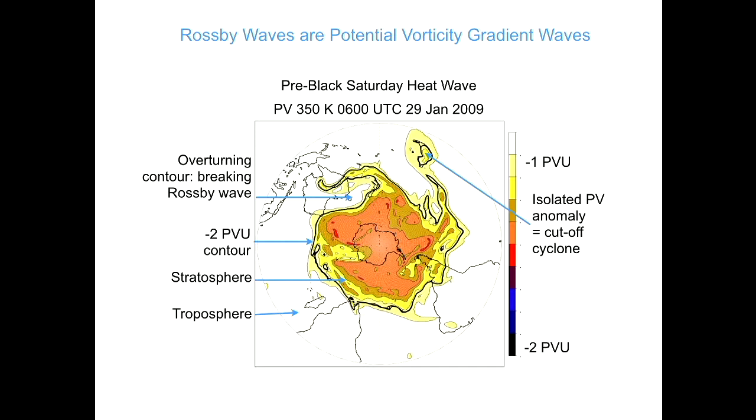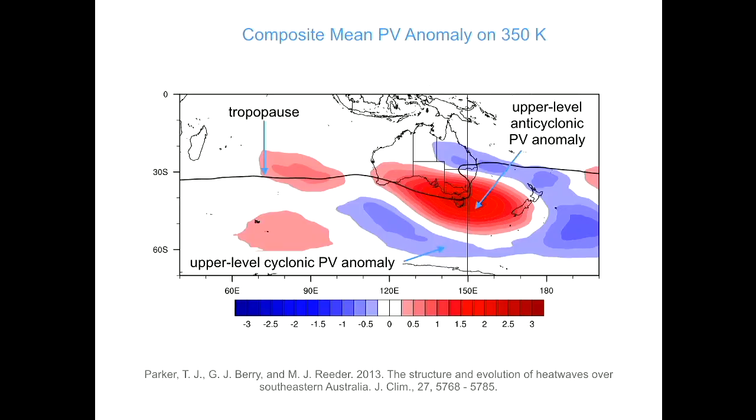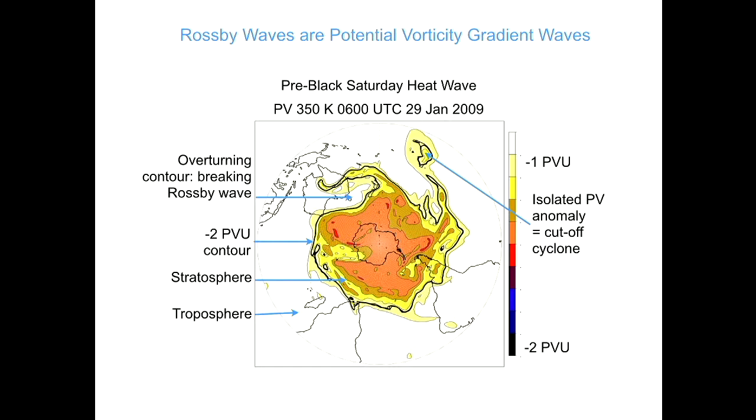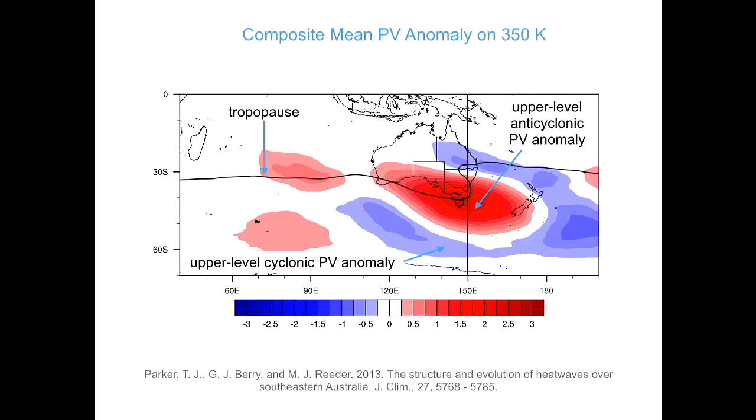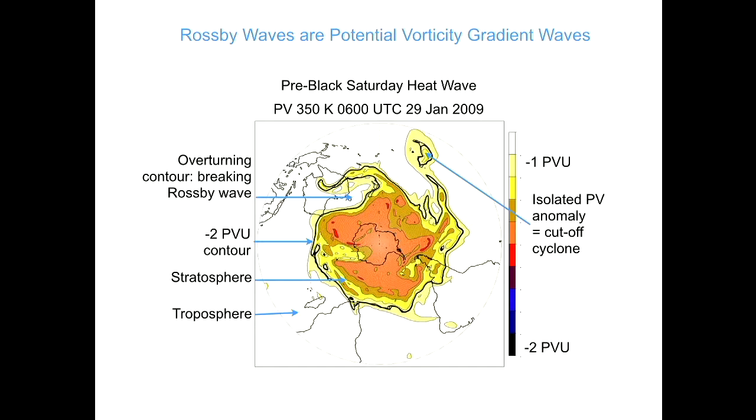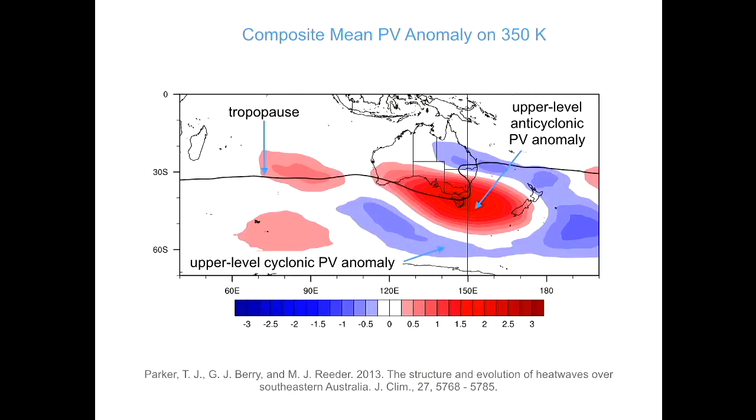So we can see the connection between, well, maybe you can't quite yet, but you can see that at least the pattern of this breaking wave is an important part of the formation of this upper anticyclonic anomaly. So, for example, let's take all the heat waves over southeastern Australia for the last 30 or 40 years and composite them, take an average of this picture, and what do we get? So this is the anomaly. If you took the mean and subtracted the mean, this is what you'd get.